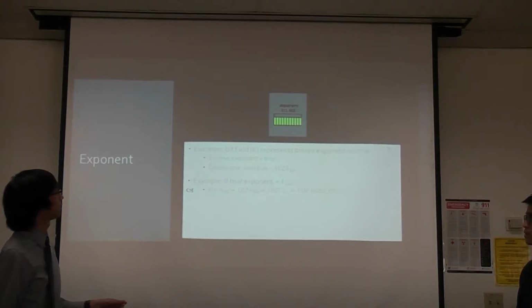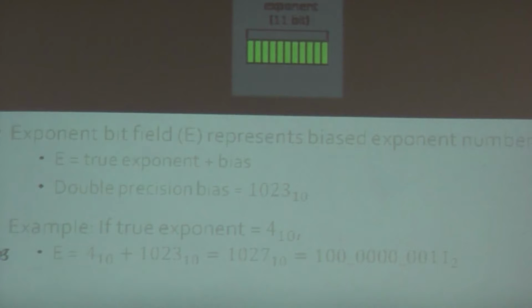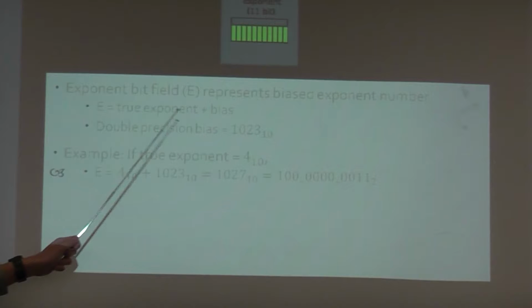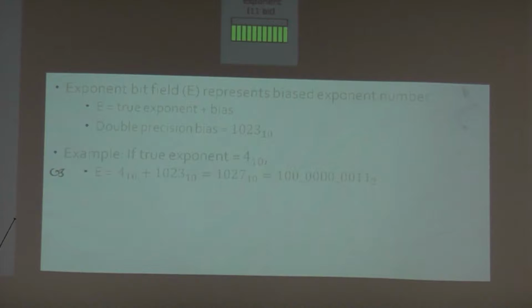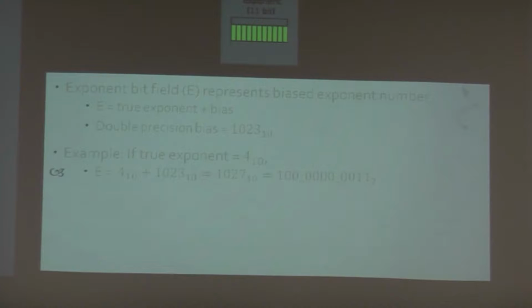So to elaborate on the exponent, the value contained in this exponent field is not the actual true exponent. Rather, it contains a biased exponent value. So the value contained in this field is the true exponent plus the bias. In the case of a double precision data type, the bias would be 1023. So, for example, if we have a true exponent of 4 and we want to represent that in the exponent field, we would simply say 4 plus 1023 gives us a value of 1027. And in binary, that would be 10000000011.